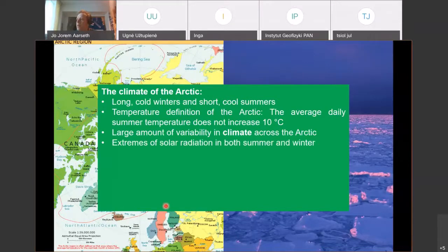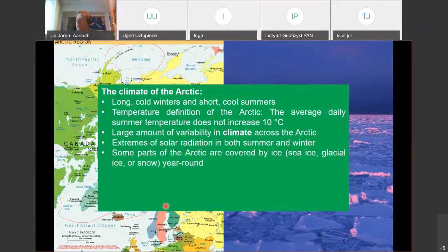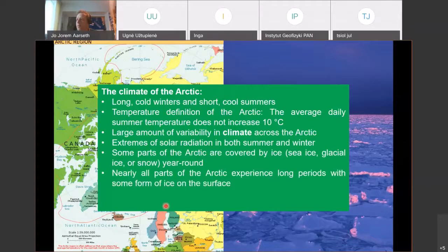You have extremes of solar radiation in both summer and winter. Some parts of the Arctic are covered by sea ice, glacial ice, or snow year round, and some are not. In a lot of places you have rich fauna with a lot of flowers in the summer. Nearly all parts of the Arctic experience long periods with some form of ice on the surface. And the Arctic consists mainly of an ocean that is largely surrounded by land. So in the Arctic, there is a lot of ocean.